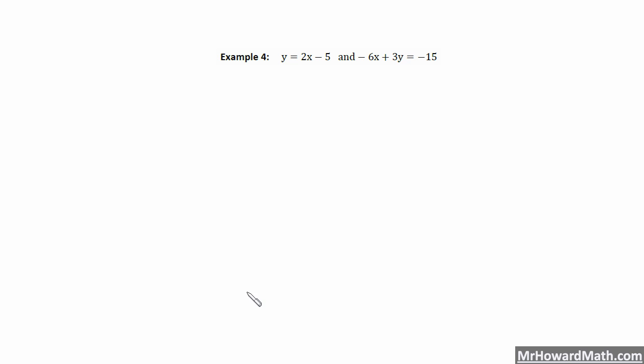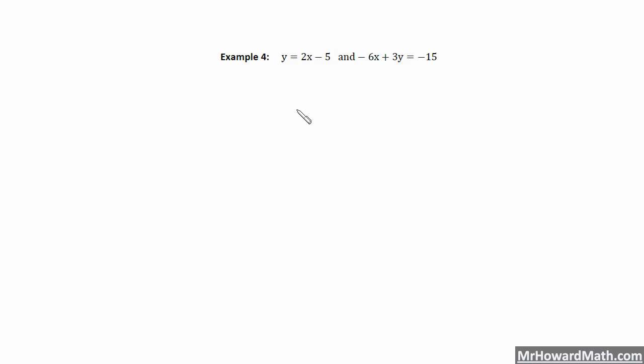Alright, example 4, last example. We need to solve the system of equations here. We've got these two lines. In this case, I'm going to use substitution. This makes it pretty easy here because they already gave me y equals 2x minus 5. So I already know what y is equal to. So I can just substitute this chunk right here in for that y and solve this equation for x. And that'll basically accomplish what I need to do.